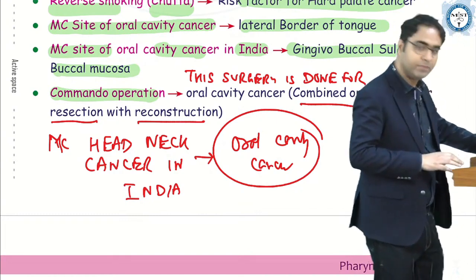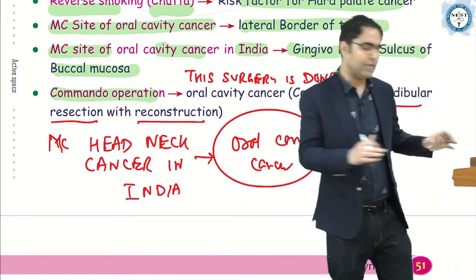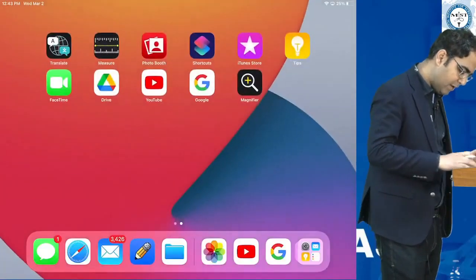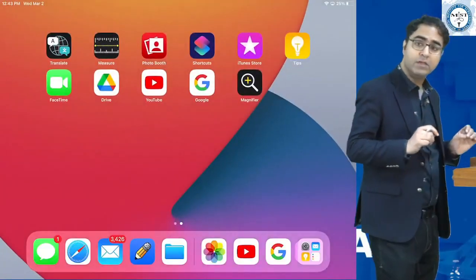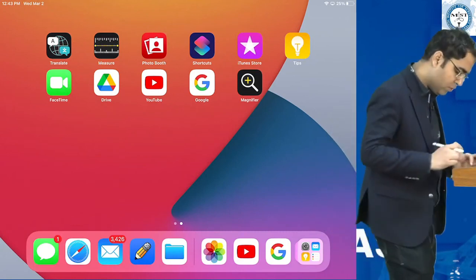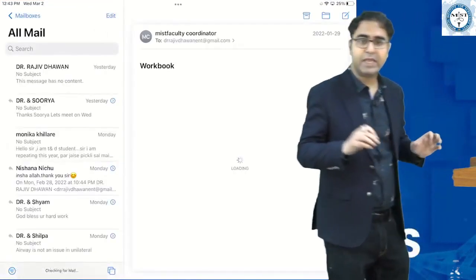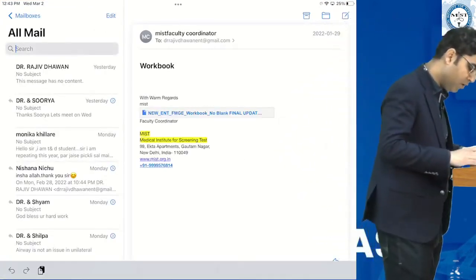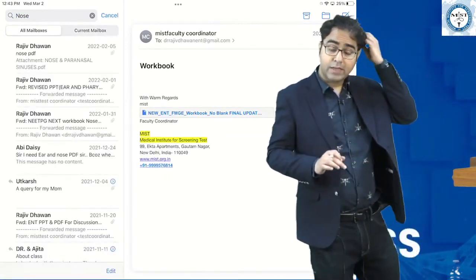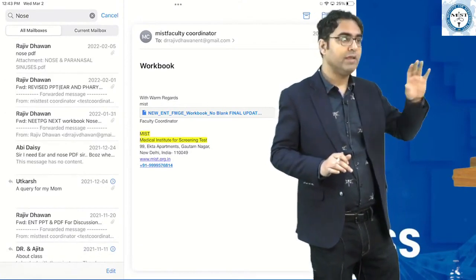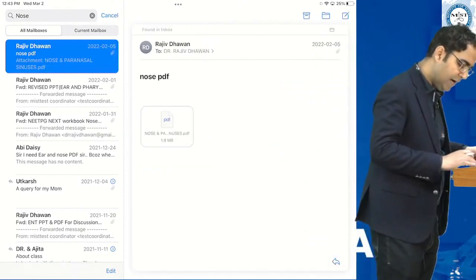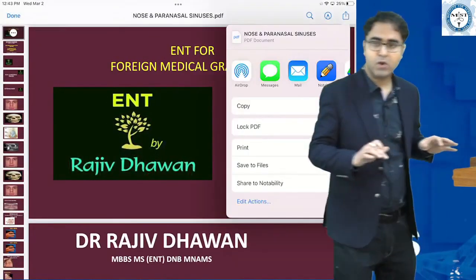Okay, is it clear to all? So just a couple of statistics over there. Once again, beta, the most common oral cavity cancer in India is gingivo-buccal sulcus or buccal mucosa. But the most common oral cavity cancer in general is the lateral border of the tongue, beta. Next, the Fordyce spot is an ectopic sebaceous gland in the mucosa, because sebaceous glands are part of the skin, not of mucosa, beta.